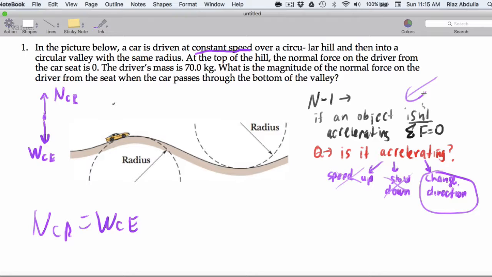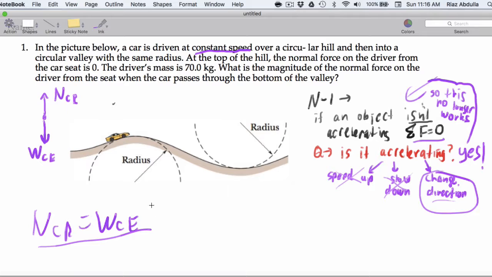We are forced to conclude that the object is in fact accelerating because it changes direction, which means the answer to this is yes. So that means this no longer works. This says the forces balance, which you wrote here, but you told me it's accelerating because it changes direction, which means this equation does not work at all.